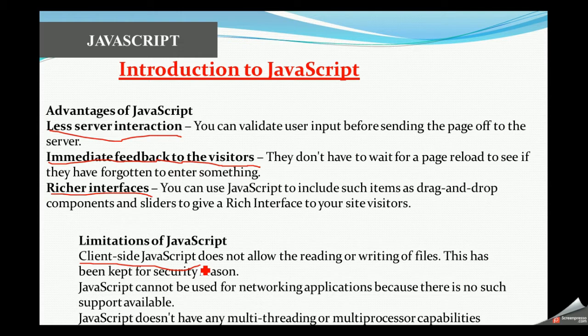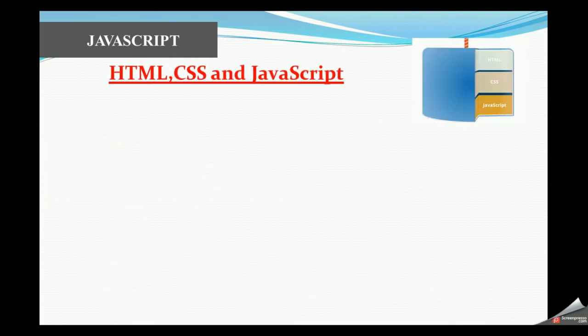Multi-threading means that in a program or process we have many threads, and these threads run simultaneously so as to increase the efficiency of a computer. But JavaScript does not have any multi-threading or multiprocessor capabilities. So in the limitations, for security reasons, client-side JavaScript does not allow us to read or write our files, it cannot be used for networking applications, and it does not have multi-threading or multiprocessor capabilities.